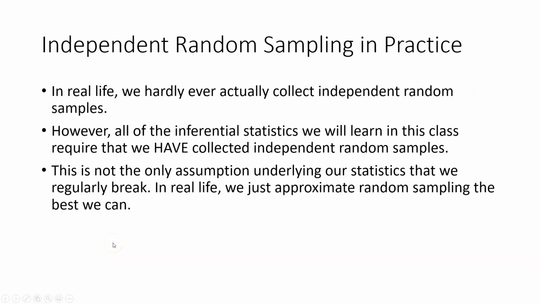In real life, though, we hardly ever actually collect independent random samples. That is the gold standard. That is the ideal. And in order for our statistics to be 100% trustworthy, we have to achieve that ideal of independent random sampling. All of our inferential statistics, in fact, depend on that.